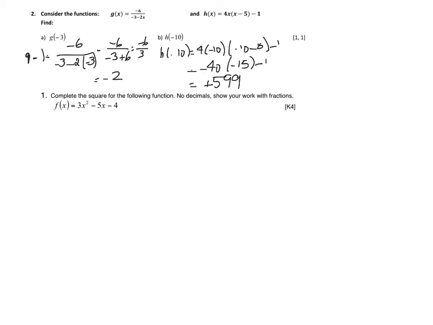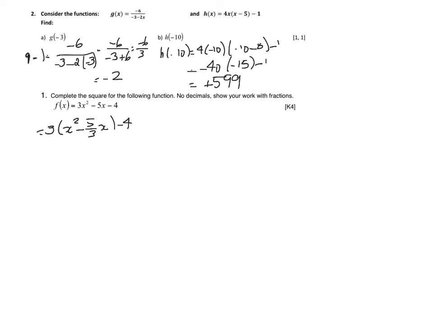The next question is to complete the square for the following function. We are not supposed to use any decimals, and the function is 3x squared minus 5x minus 4. We know that to complete the square, the leading coefficient has to be 1, so I'm going to factor 3 from the first two terms. So I'm going to get 3 times (x squared minus 5 over 3 x) minus 4.